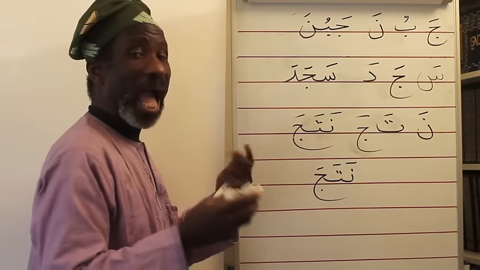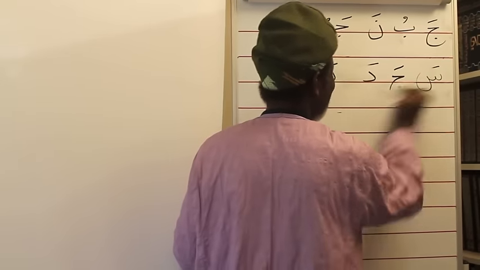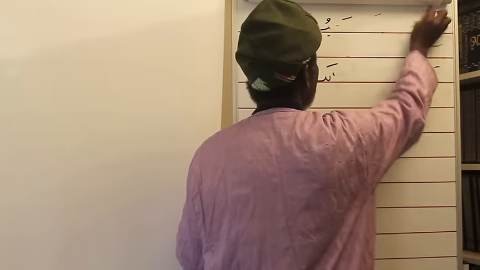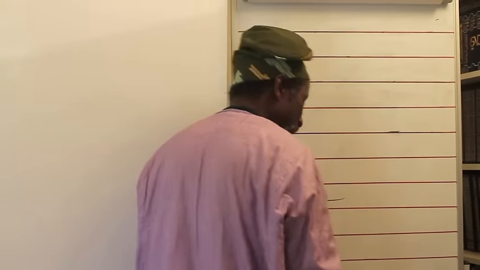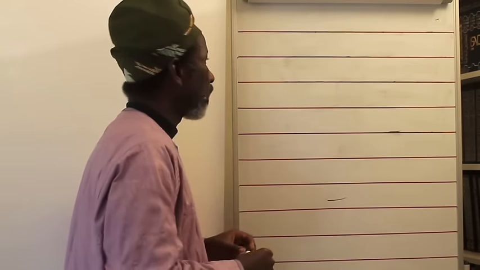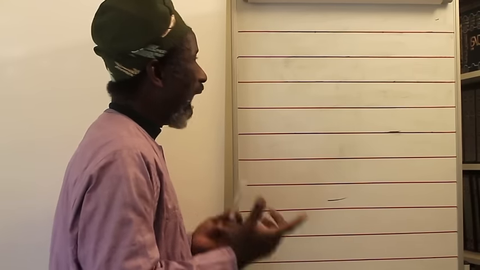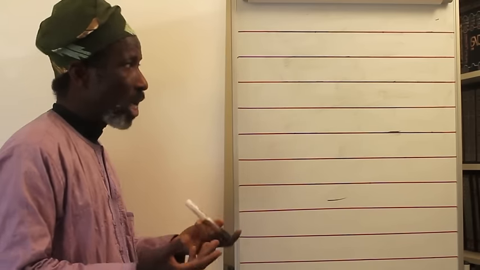The next is ha. Let's have a look. The next now is ha, which is in the same family as jim. So they're going to be formed the same way, just with a different kind of word. The first ha at the beginning is, let's say, ha.